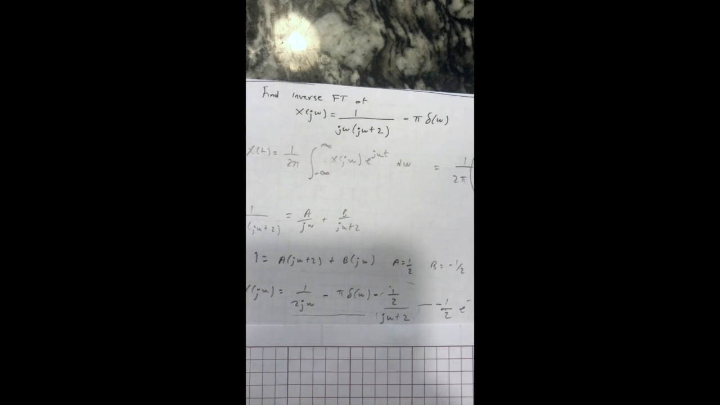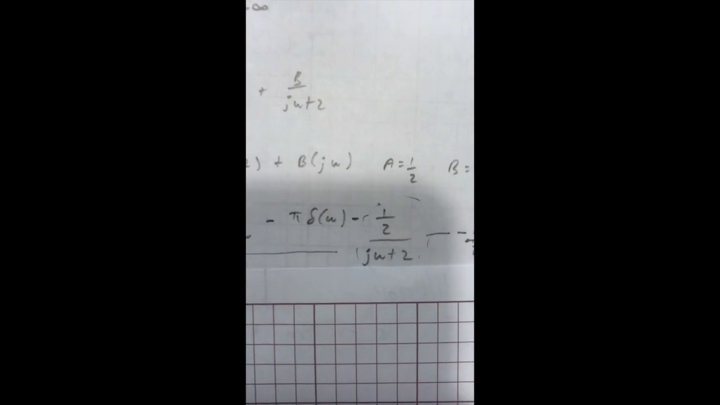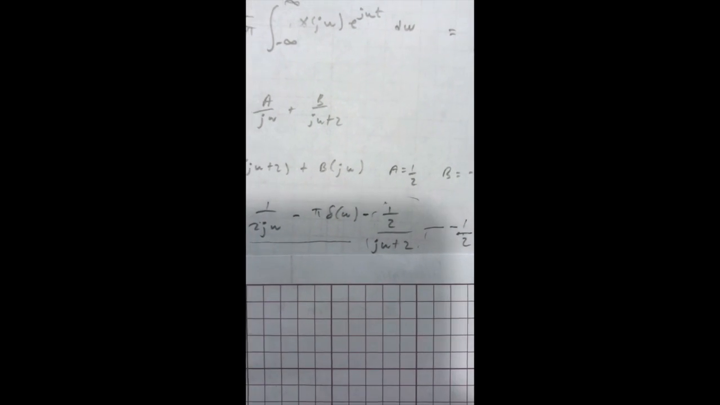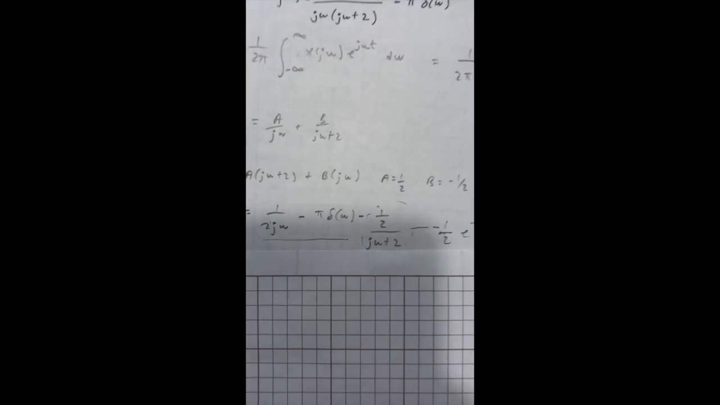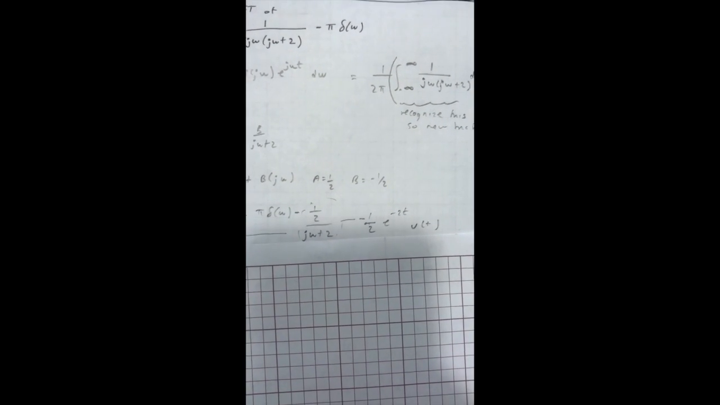And notice here that 1/2 over j omega plus negative 1/2 over j omega plus 2 is a property we know. We know the inverse Fourier transform of this. Using our properties, we know this equals something very familiar, which equals negative 1/2 e to the minus 2t u of t. Just by using our properties, we got that taken care of.